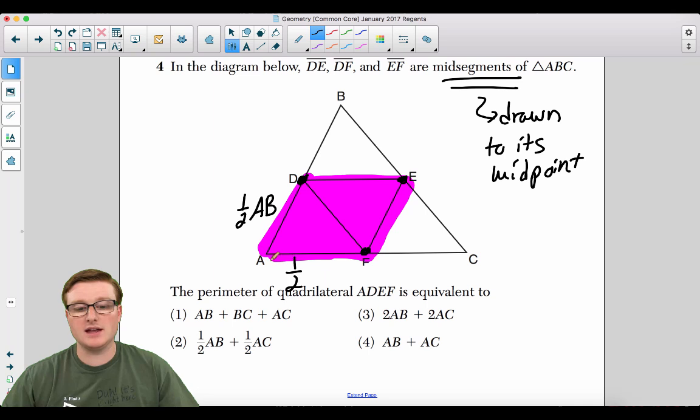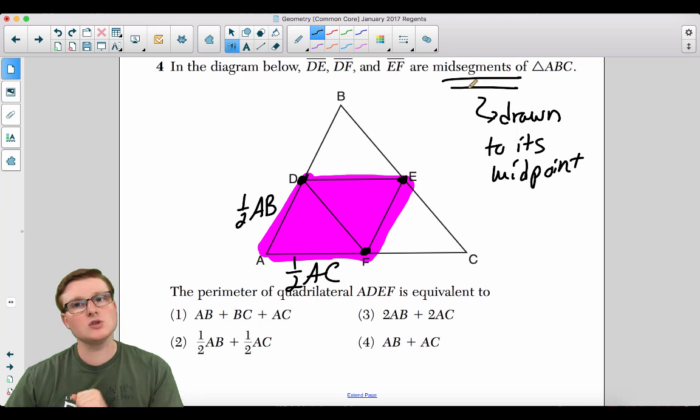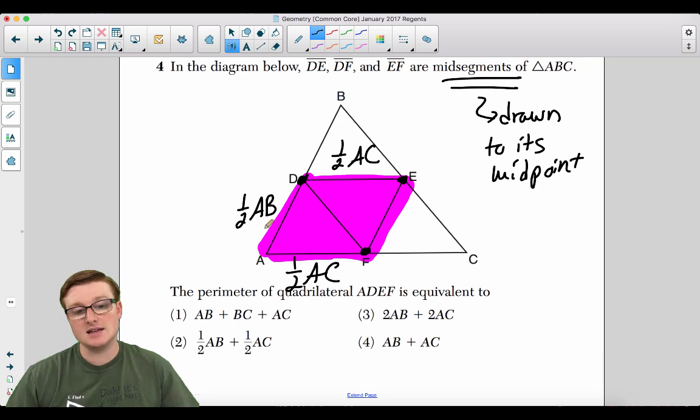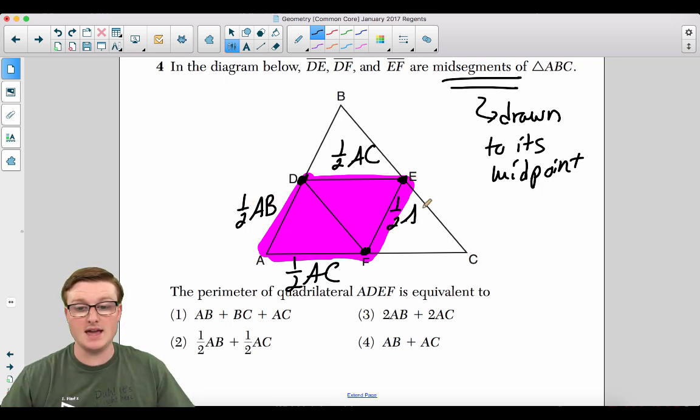AF is 1/2 the length of, in this case, AC, because F is a midpoint. Now, mid-segments are also parallel to its base. So if this line AF is 1/2 the length of AC, DE is also 1/2 the length of AC. And DA is 1/2 the length of AB, therefore EF is 1/2 the length of AB.